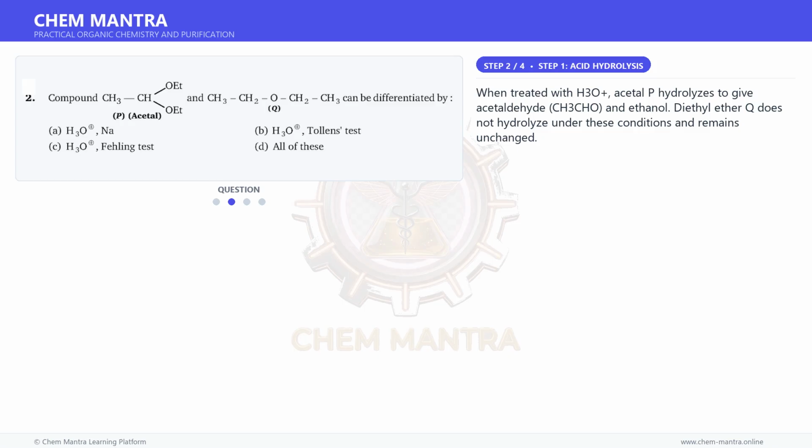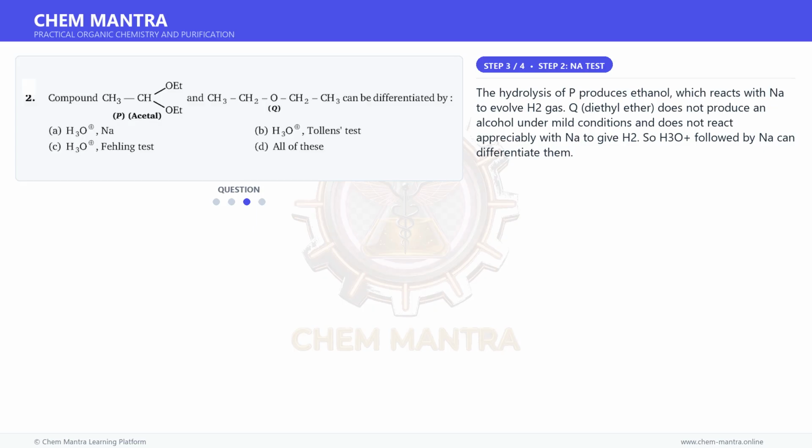Moving on to the next step. When treated with H3O+, acetal P hydrolyzes to give acetaldehyde, CH3-CHO, and ethanol. Diethyl ether Q does not hydrolyze under these conditions and remains unchanged.